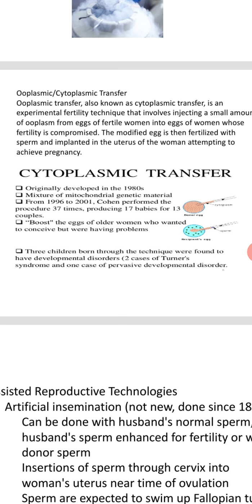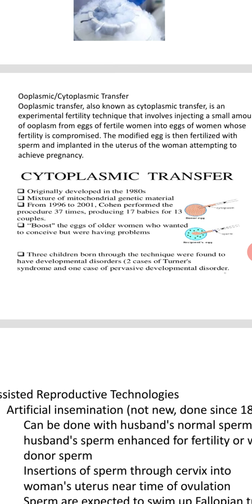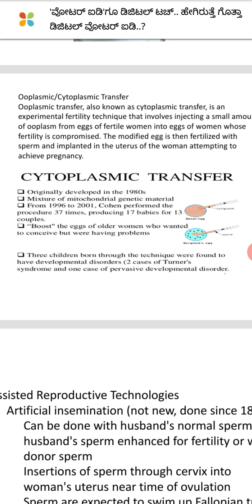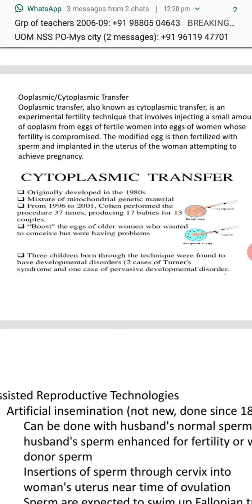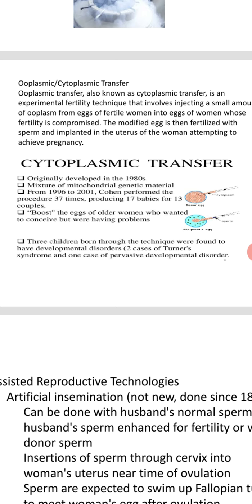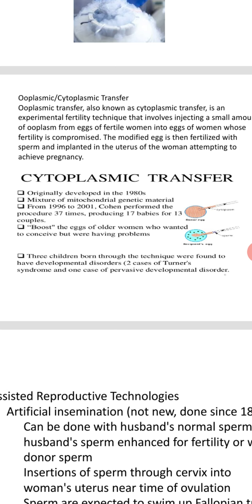Next, coming to cytoplasmic transfer, otherwise called ooplasmic transfer. This is another type of ART, assisted reproductive technology. It is an experimental fertility technique that involves injecting a small amount of ooplasm from the egg of a fertile woman into the egg of a woman whose fertility is compromised, and the modified egg is then fertilized with a sperm and implanted into the uterus of the woman who is attempting to achieve pregnancy.